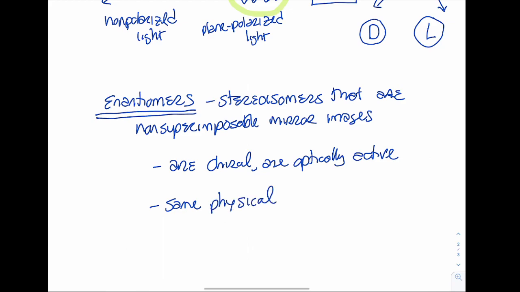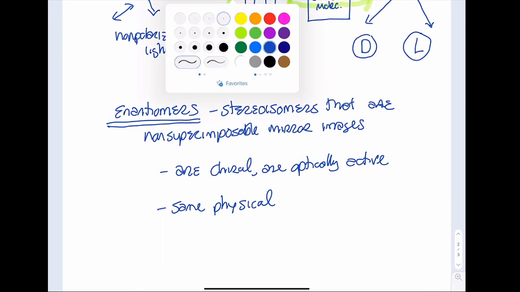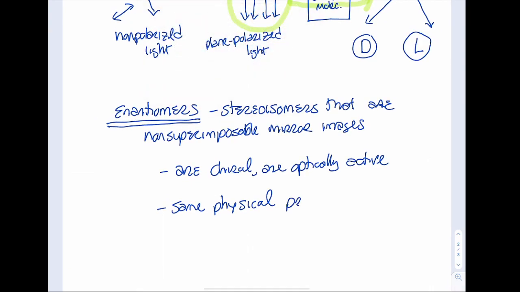which means in a lab setting, they're really difficult to separate, right? We can't separate them based on their boiling point or their melting point, which are common ways to separate them. I can't separate them based on density or solubility because that's the same. So it becomes quite difficult in a lab setting to separate a pair of enantiomers. So same physical properties. Right, same melting point, boiling point, etc.